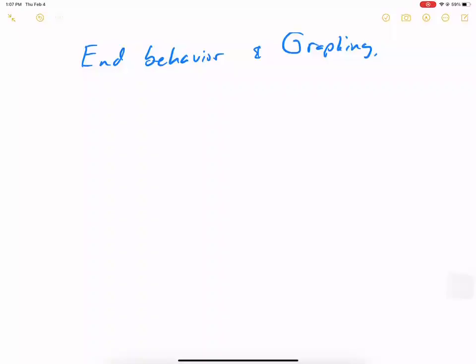Hi everyone, today's lesson is really going to be about end behavior and graphing. We've worked with large polynomials and we've been breaking them down so that we could find the zeros of it. But what's the point of finding the zeros? Great, zeros are wonderful, but why do we do it?